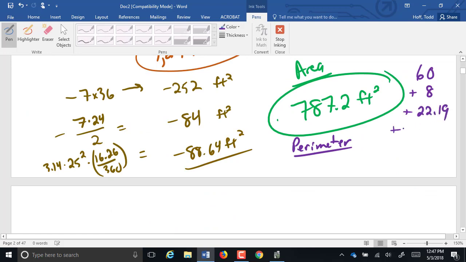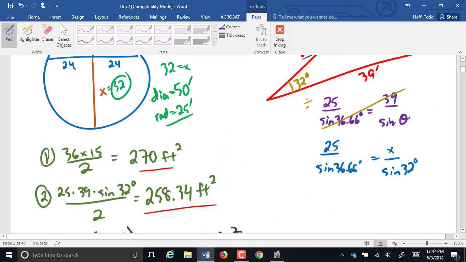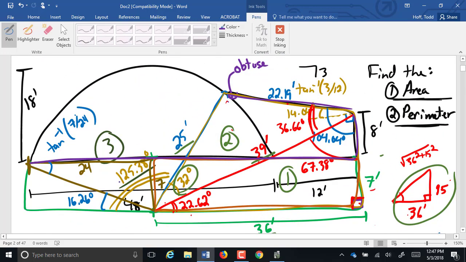And you're absolutely right. We need that arc of the circle. That arc of the circle, we need this angle from here to here. It is not the 125.38. We have to subtract the 16.26. So that is 109.12 degrees. Is that arc?